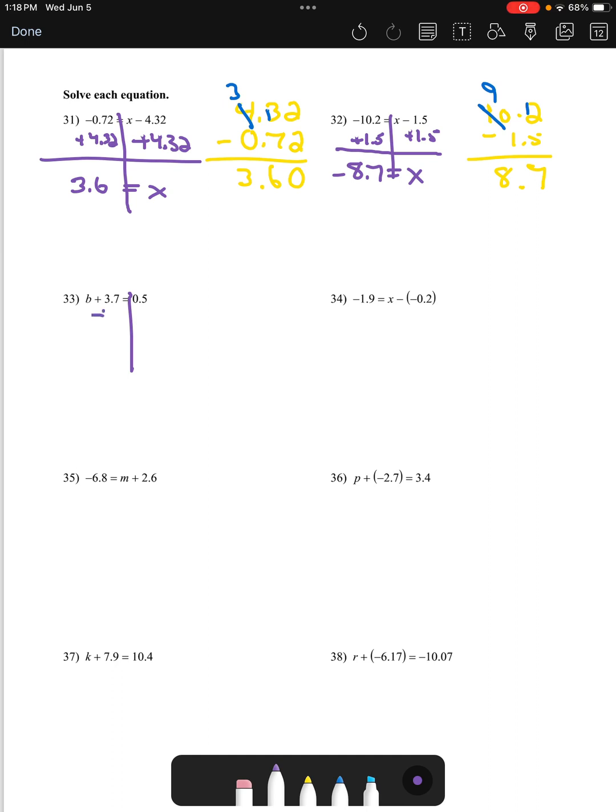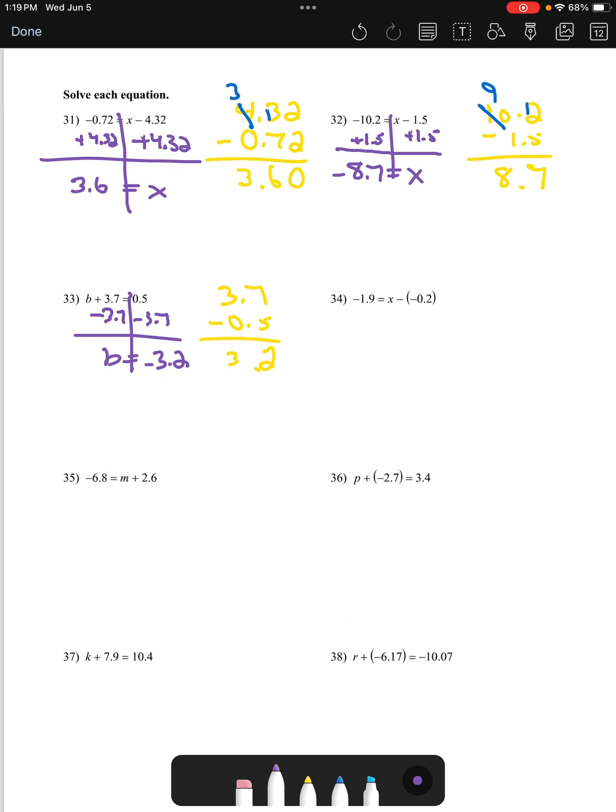In 33, to get b alone, we have to get rid of a positive 3.7. The opposite of positive 3.7 is negative 3.7. So we have a positive 0.5 and a negative 3.7. They are differently signed, so we will have to subtract. No borrowing needed this time. We just get 3.2. Question is, positive or negative 3.2? The bigger number, 3.7, is negative, so our 3.2 is negative.